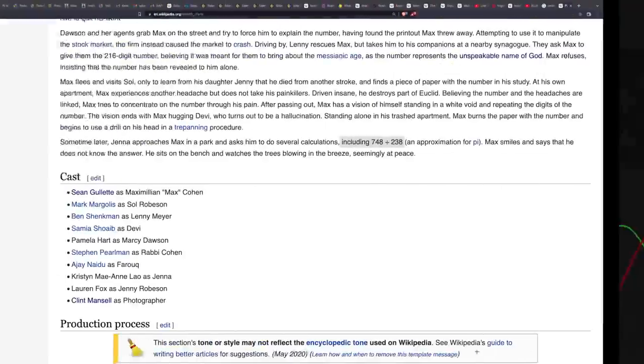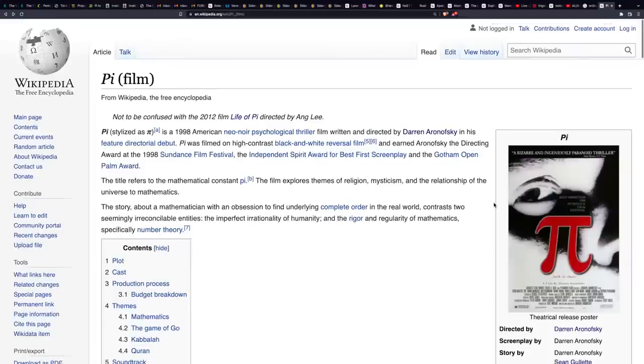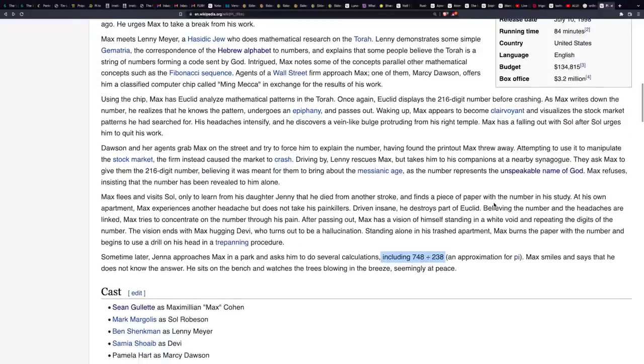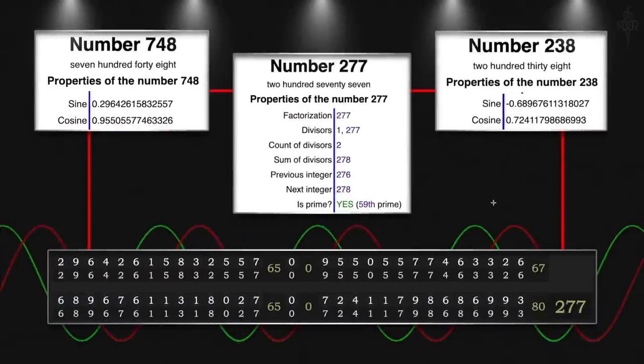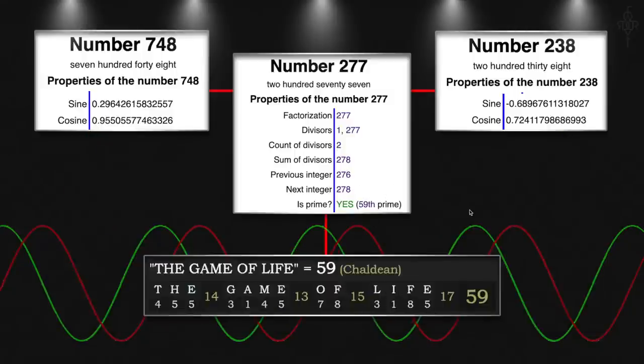So the example they're using here in this movie, pi, 748 divided by 238, going into the sine and cosine waves, it ends up landing at the 277, which is the, what is 59? 59 is the game of life. So this is very clear now, ladies and gentlemen, using the sine and cosine waves, that sine and cosine wave, meaning pi, represents the game of life. That's what we're all playing out.